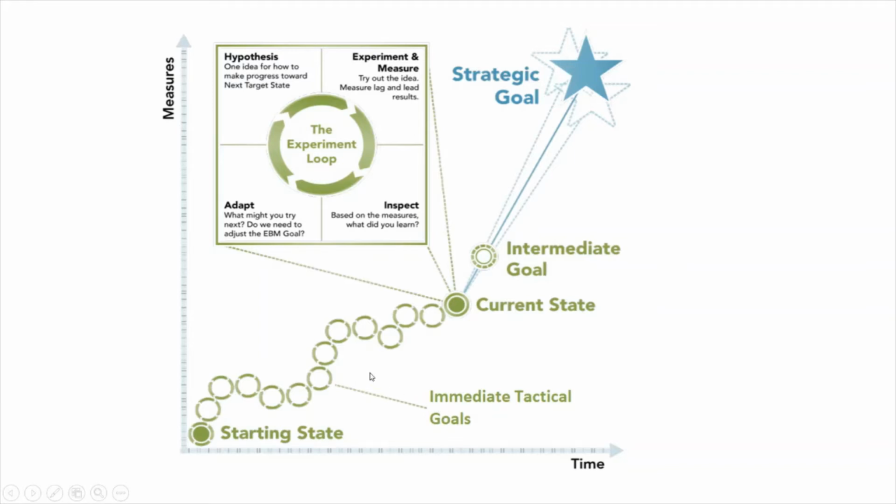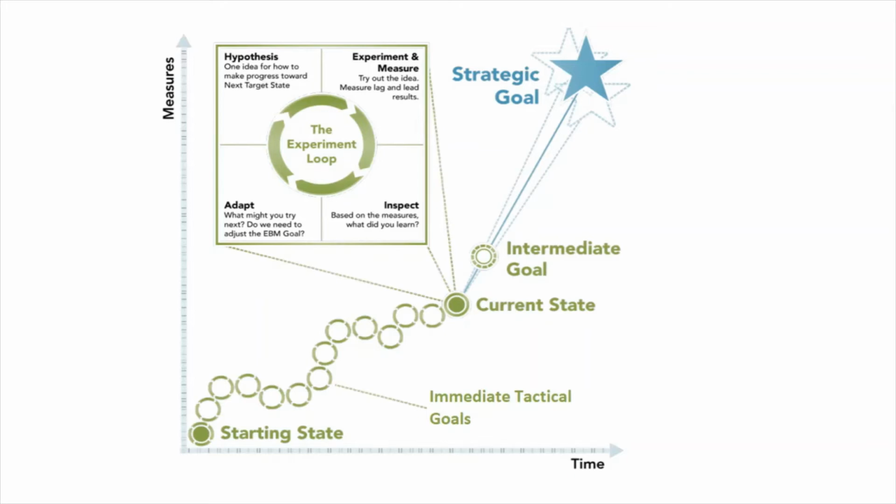Okay, and immediate tactical goals are based on the experiment loop. So each immediate tactical goal would represent an experiment loop. And this experiment loop is this. First of all, we need to establish a hypothesis. Okay, so it could be any idea. We'd like to see if we can prove it's true or it's false, and see what results we're going to get testing this hypothesis.